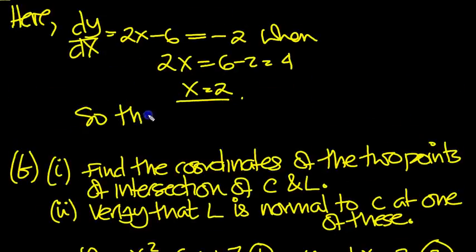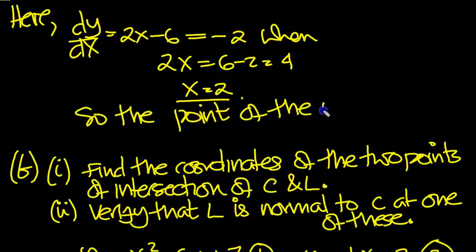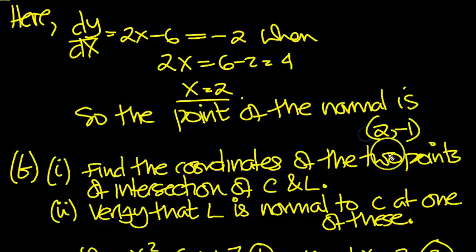So the point for this part of the question, of the normal is, and it would be 2 and minus 1, that's the coordinate. Yeah, that's good. So yes, the point of the normal is 2 minus 1. So we verified that there. Okay then, so that's that part of the question done then. That completes question 8. Good.